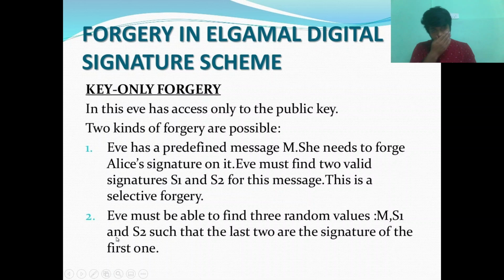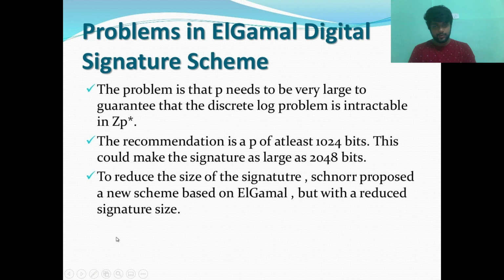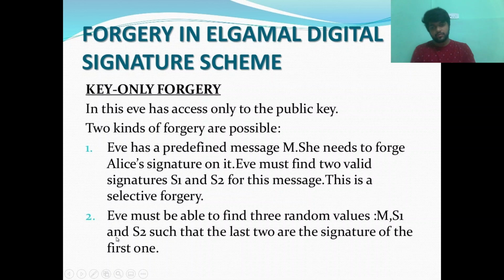So, forgery in the Elgamal digital signature scheme. What is forgery? Key-only forgery: in this, Eve has access to the public key. Two kinds of forgery are possible. We took the example of Alice's private key. Alice is basically a real-world example; you can imagine Alice as a person who has a public key and who generated this signature. Now we will see how forgery can happen.